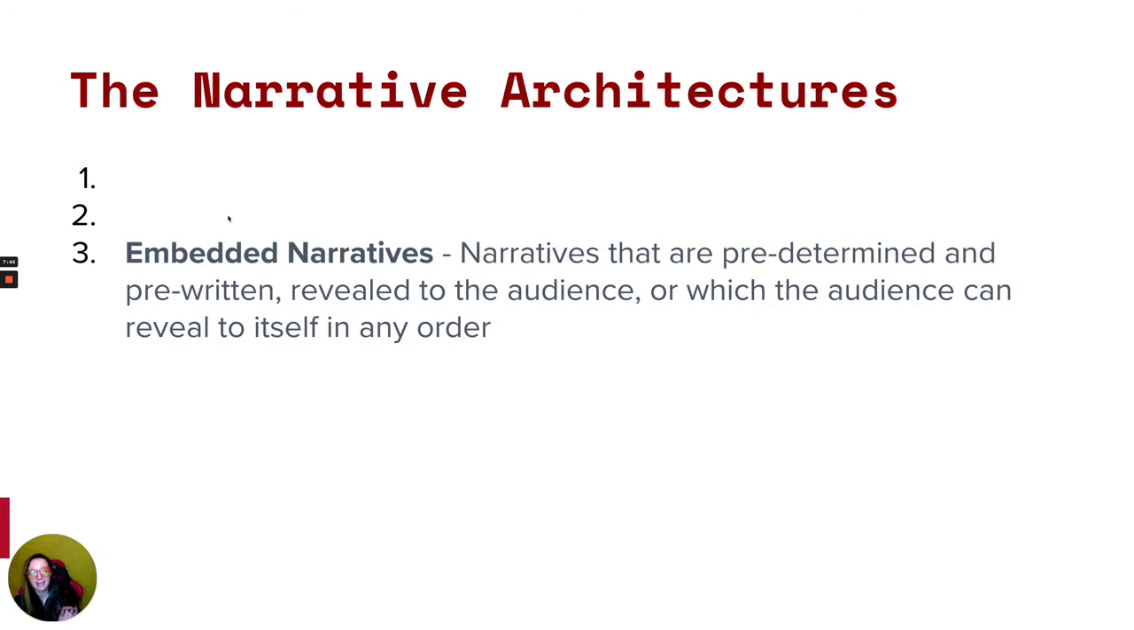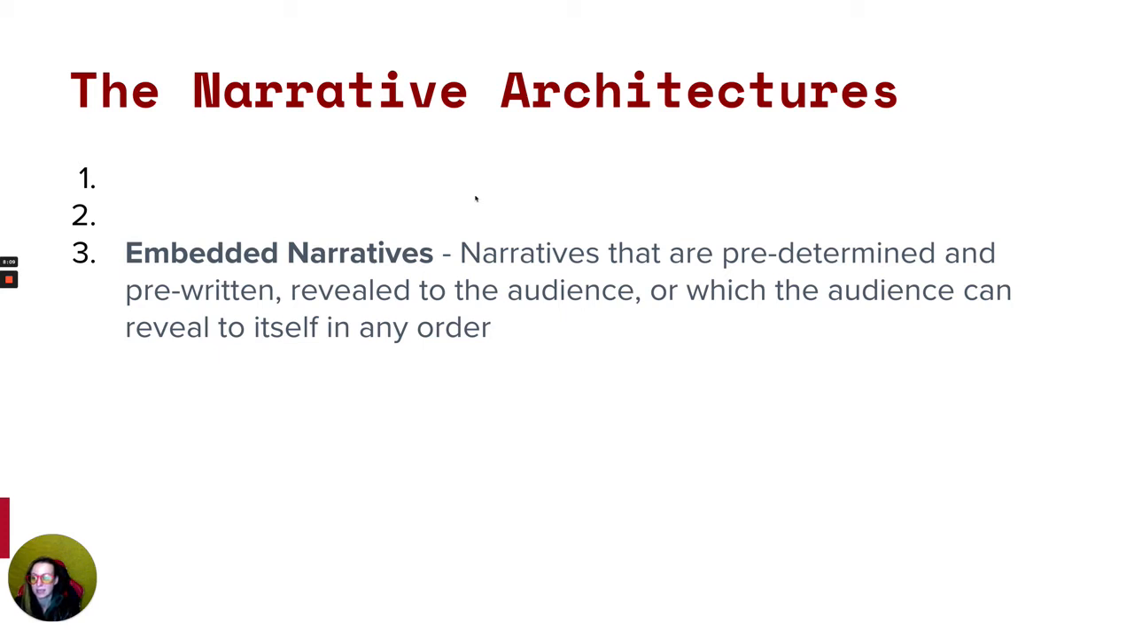An embedded narrative is a story that is predetermined and pre-written, and it's revealed to the audience. That could mean a standard story, the way you think about it. A book, for example, it's pre-written, it's revealed to the audience word by word, chapter by chapter, or the audience can reveal the story to itself in any order. So, a linear or non-linear pre-written story.